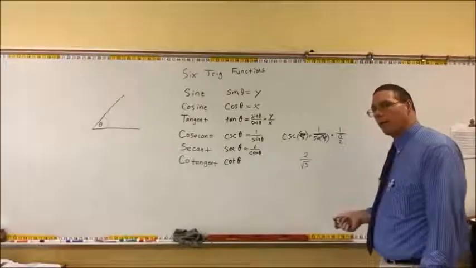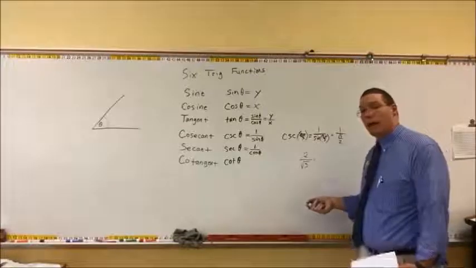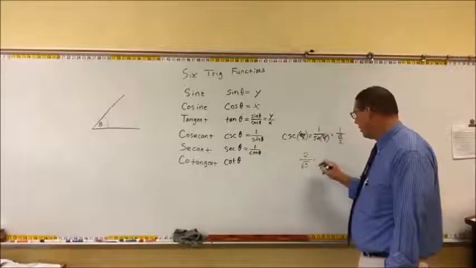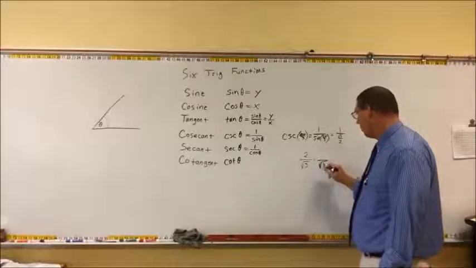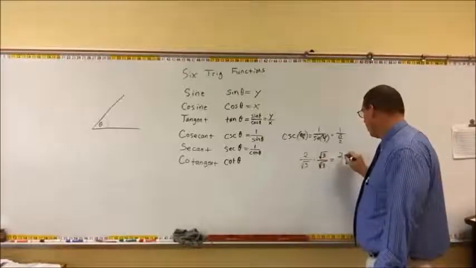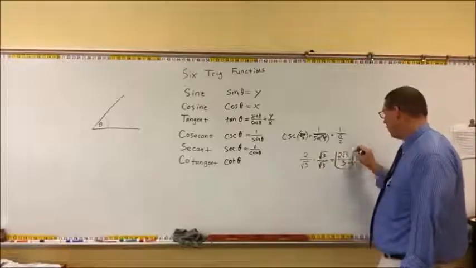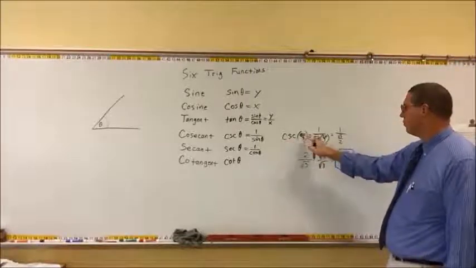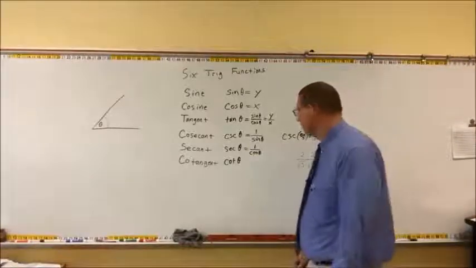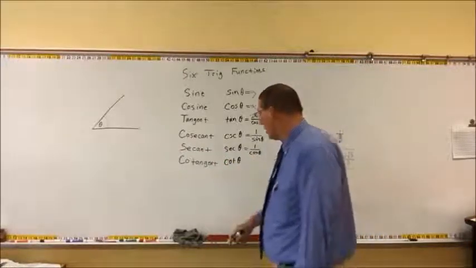Now this is not an acceptable answer. So we're going to do what's called rationalizing the denominator. To rationalize the denominator, you multiply by a fraction with the denominator on the bottom and the denominator on the top. 2 times the square root of 3 is 2 square root of 3. Square root of 3 times square root of 3 is 3, and that's your final answer. So cosecant of 2 pi over 3 is 2 square root of 3 over 3. You could do the same thing with secant, only you would use cosine in the denominator instead.